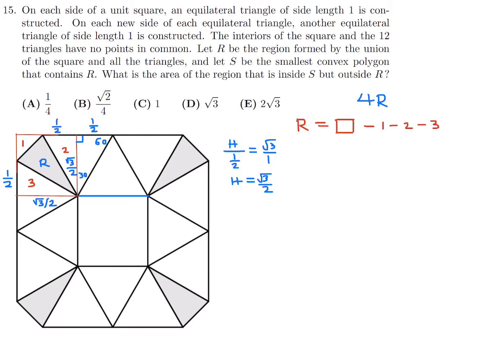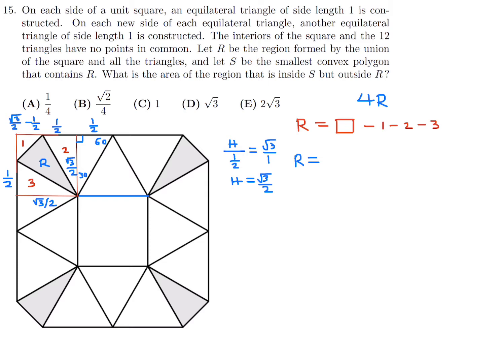That dimension right there, we have to figure out from the fact that this is root 3 over 2, and this is a half. So this is basically root 3 over 2 minus a half. Root 3 over 2 minus a half, that distance right there. And that's it. We're pretty much done with our dimensions. So now we can proceed with R.